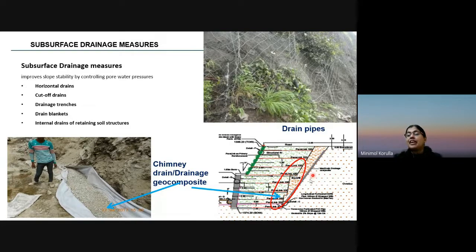But where is the surface drainage or subsurface drainage? So here there is a chimney drain. The chimney drain is a vertical drain which is collecting all the water and eliminating it without causing a problem for the reinforced soil structure.